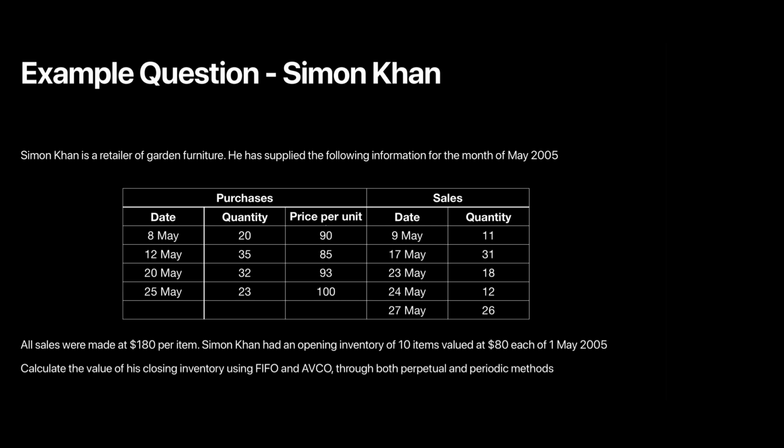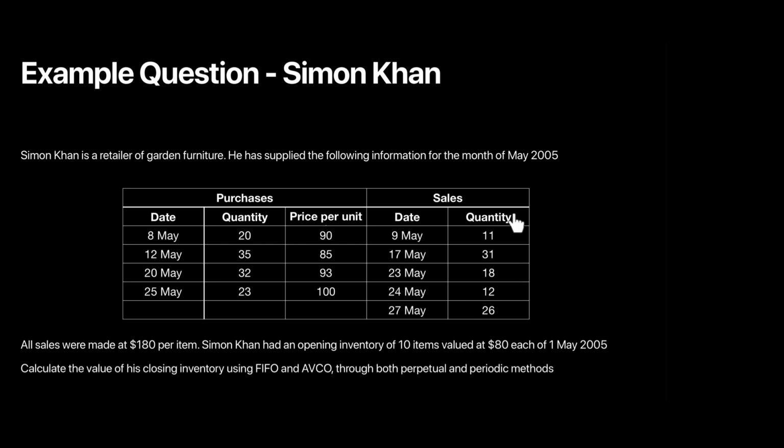Okay, so if you take a look at this question, there's a retailer, they've given you the purchases and the sales information. So just look at the data. He made certain purchases on 8th May, 20 units at $90, 12th May, 35 units at 85. You guys can see the price changes over here. 20th May, 32 units at 93 and 25th May, 23 units at 100.